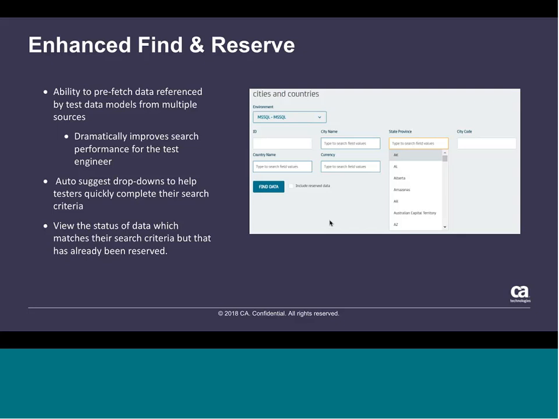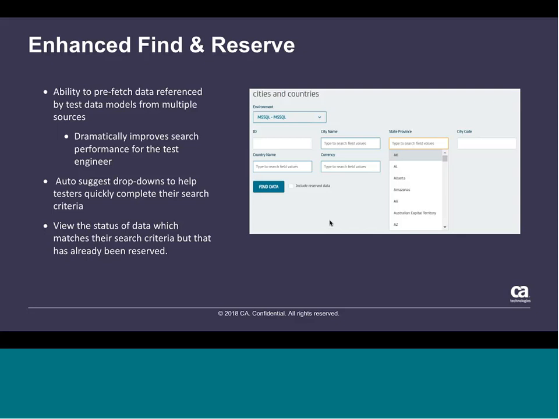We have also provided auto-suggest drop-downs to help testers quickly complete their search criteria. So it helps them to pick a value from a list and not make mistakes by doing spelling errors or case errors, something like that. So that is another feature. You can see on the screenshot on the right, you could choose the name of a state. It's a drop-down provided for the testers.